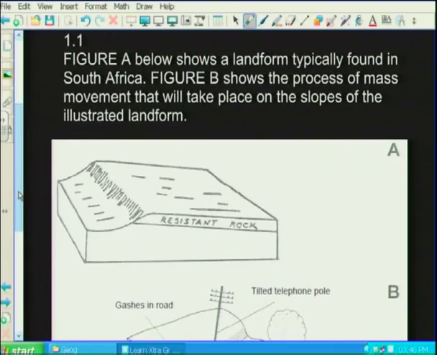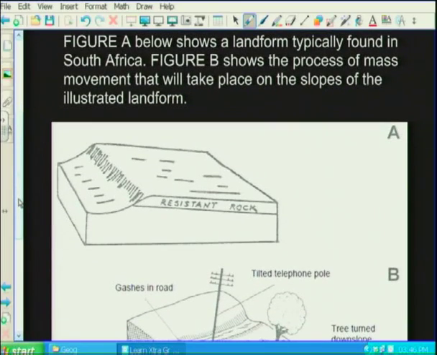Our first question says, figure A below shows a landform typically found in South Africa. Figure B shows the process of mass movement that will take place on the slopes of the illustrated landform. Now, we have not done a recap on mass movement, but that was covered in part 2 of the geomorphology sessions. Just a reminder that mass movement is material that moves down a slope under the force of gravity.